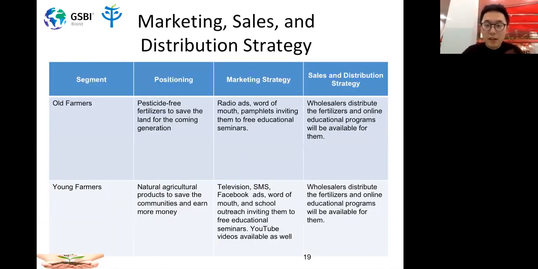And then the next thing is about how you can channel your product to the different segments, especially if they have different habits of using products or getting information, so that you should use different marketing strategies.